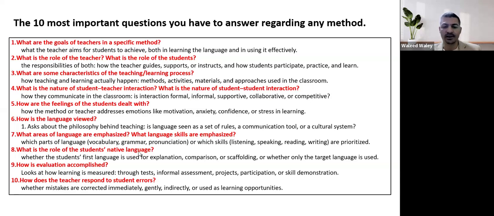Okay, so what is the role of the student's native language? Is the student's first language used for explanation, comparison, or scaffolding? Scaffolding means to make something simpler or easier to help your students understand, by dividing it into sections or parts. How is evaluation accomplished? It means looking at how learning is measured through tests, informal assessment, projects, participation, or skill demonstrations.